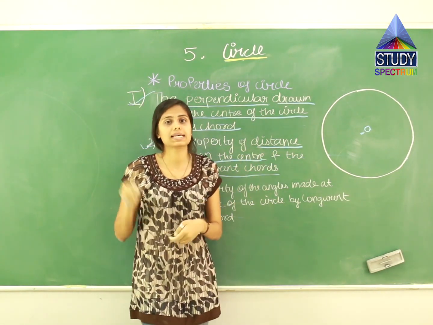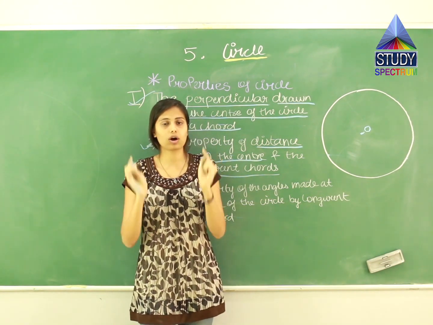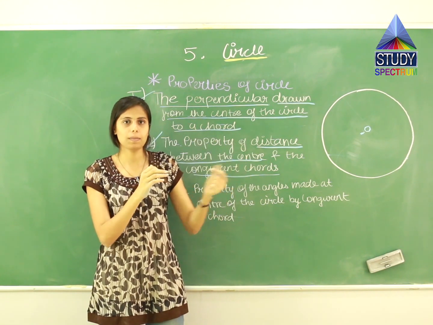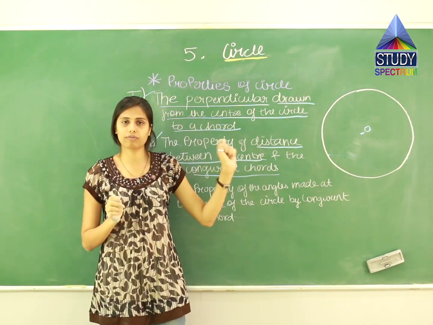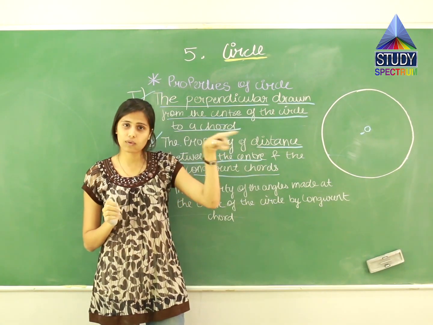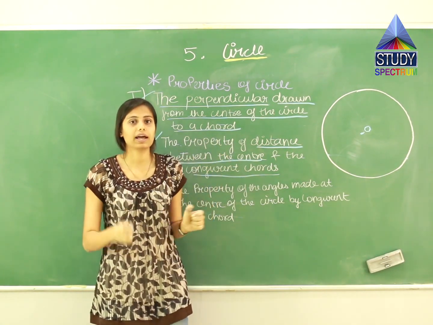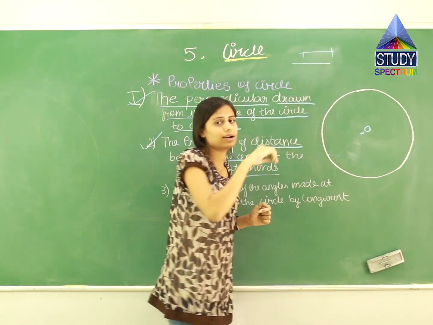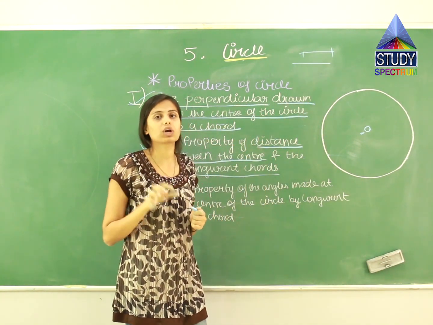Congruent means what? Of the same length. See, if I say there are two boys, Ram and Shyam, and both are 5 feet, 5 feet means what? They are equal in height. Similarly, if there is a line or a segment, we can call it equal or same, or we can call it congruent.